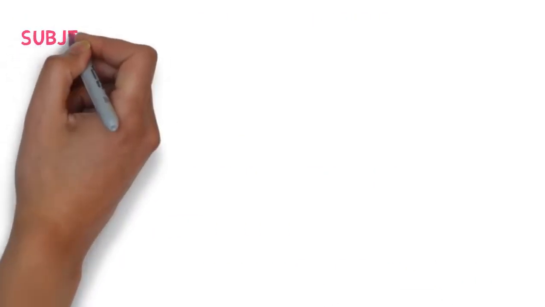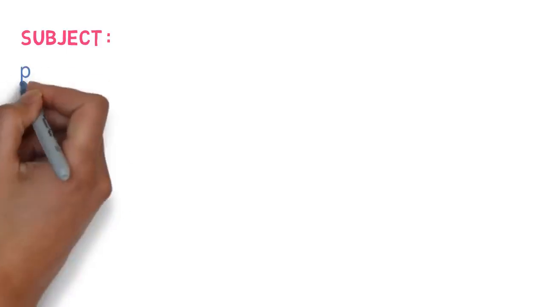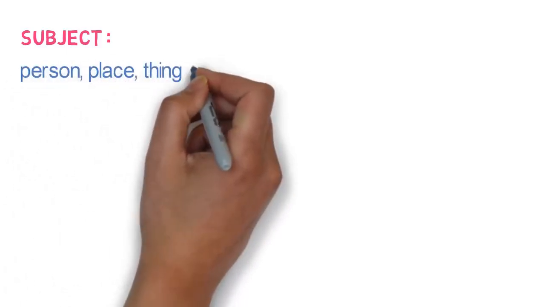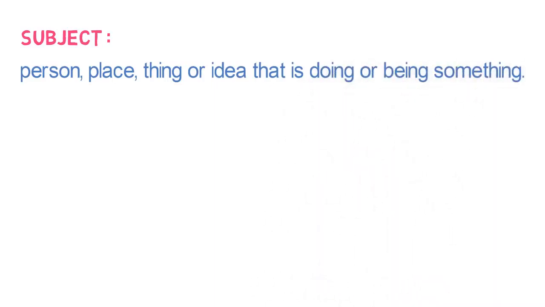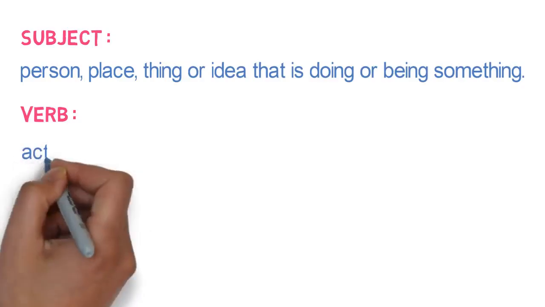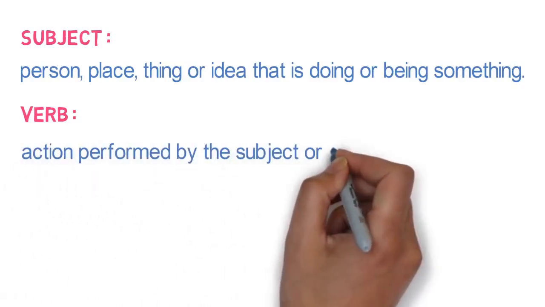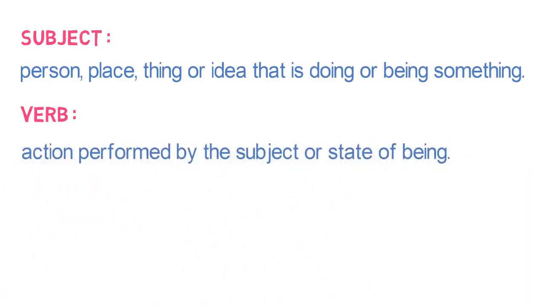So what is a subject in the sentence? The subject of a sentence is the person, place, thing or idea that is doing or being something. And what is a verb in the sentence? It is the action performed by the subject or state of being. Let's understand it with an example.